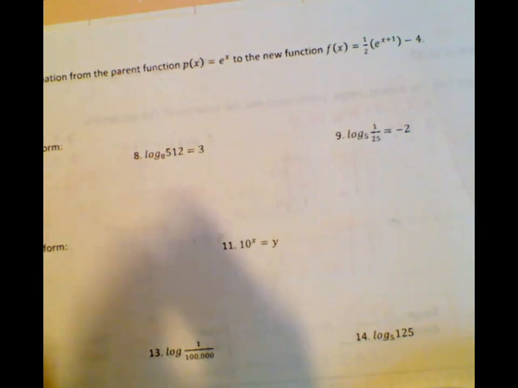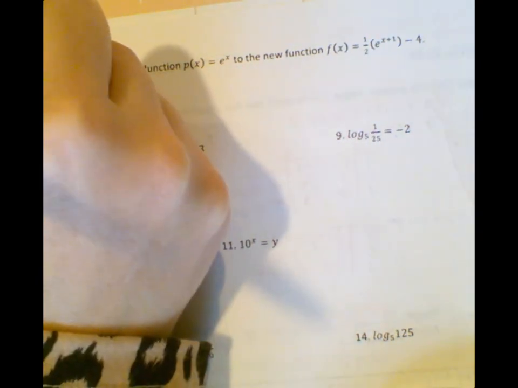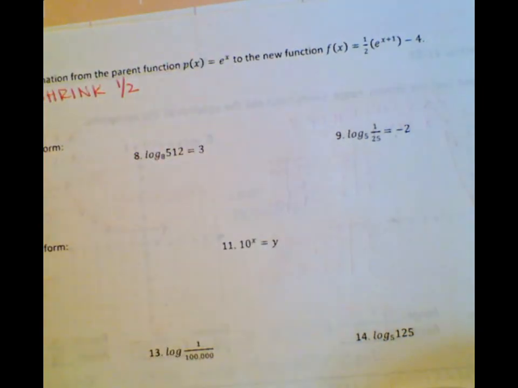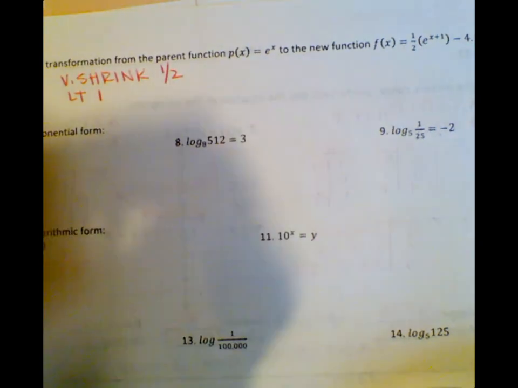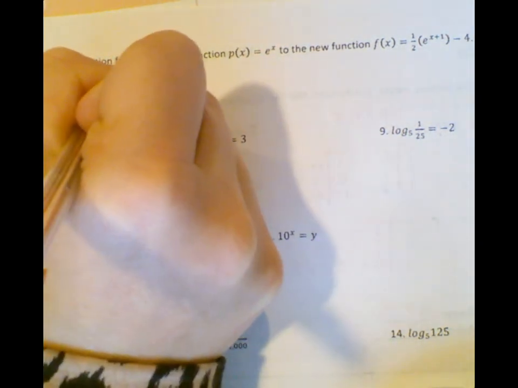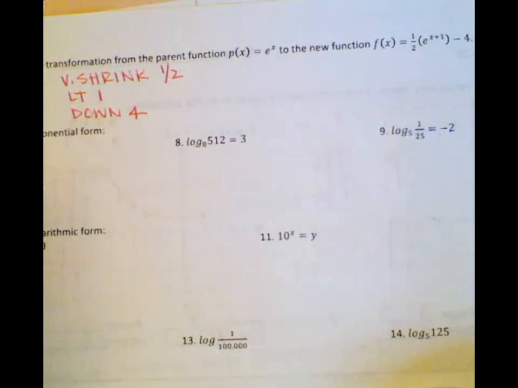Let's start with the 1/2. So that is a vertical shrink. Now remember, it is a shrink because it's less than 1. So a vertical shrink of 1/2. The +1 in there is going to be left 1. And then the -4 is going to be down 4.